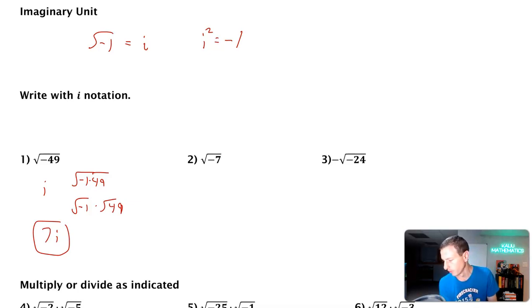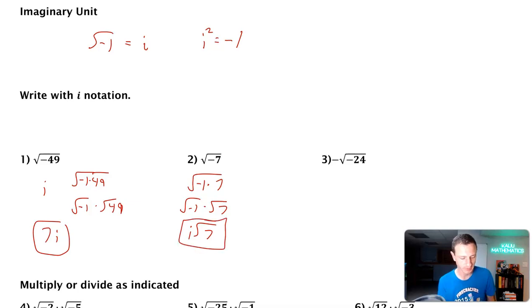Or number two, we have the square root of -7. So same thing. This is probably going to be the last time I do this, but you could write this as -1 times 7. So I'm taking the square root of -1 times the square root of 7. Square root of -1 is i, and then the square root of 7 is just the square root of 7. I can't do anything with the square root of 7, so I just leave it as i root 7.